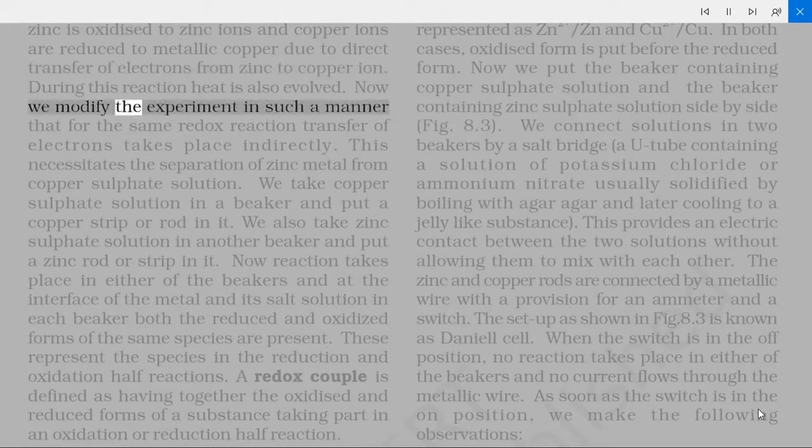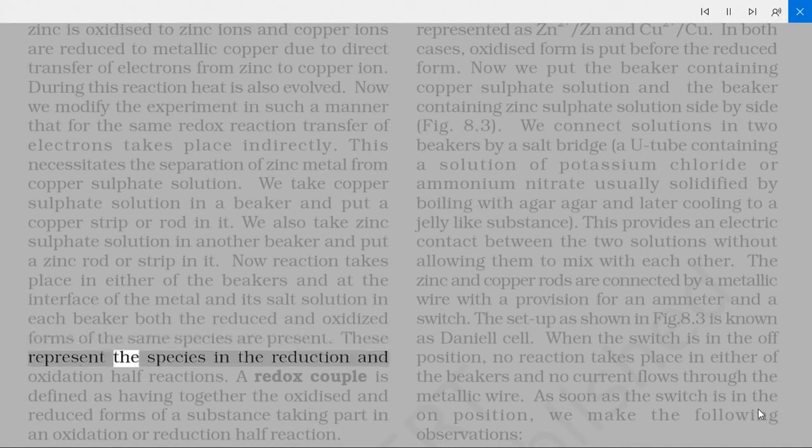Now we modify the experiment in such a manner that for the same redox reaction transfer of electrons takes place indirectly. This necessitates the separation of zinc metal from copper sulfate solution. We take copper sulfate solution in a beaker and put a copper strip or rod in it. We also take zinc sulfate solution in another beaker and put a zinc rod or strip in it. Now reaction takes place in either of the beakers and at the interface of the metal and its salt solution in each beaker both the reduced and oxidized forms of the same species are present.